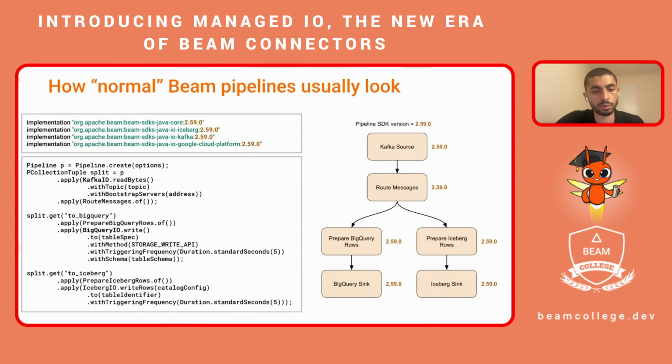So this is an example of a normal Beam pipeline. You have some connectors, you have some custom transforms. You're calling the connectors with their direct API. Your dependencies all have the same Beam version, and you end up with this pipeline that has one specific version throughout. Whether it's a custom transform or an IO, everything is the same.